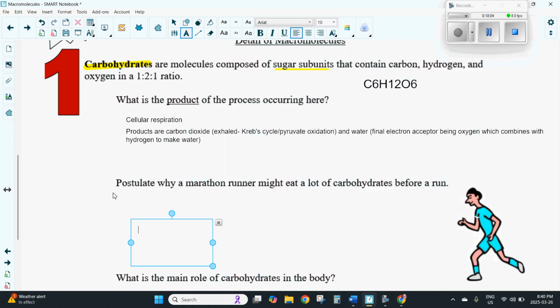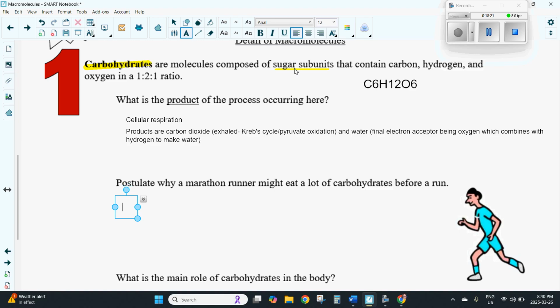Remember, you can pause the video and fill in notes as you need to. Make this a bigger size to make it easier for you to read. Postulate why a marathon runner might eat a lot of carbohydrates before a run.